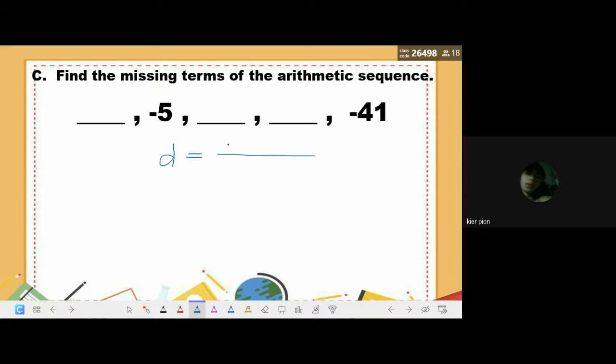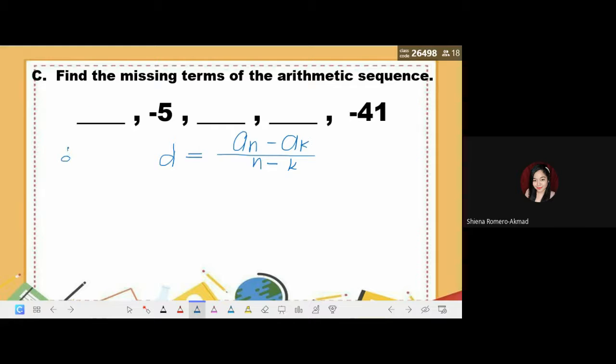Difference equal A sub n minus A sub k, divided by n minus k. Correct. So, A sub n minus A sub k divided by n minus k.